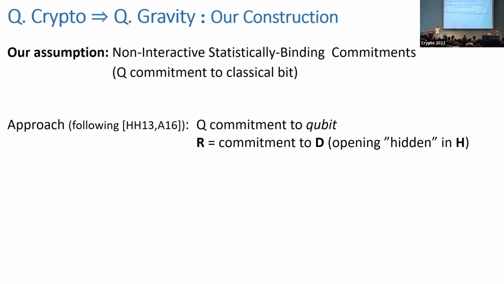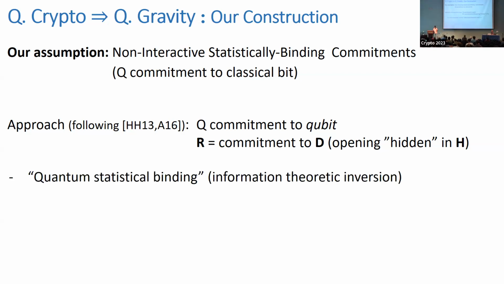So what do we need from the quantum commitment scheme in order for this to work? Well, first of all, we need it to be quantum statistically binding, in the sense that if you have unbounded computational power, then you can recover the committed qubit D out of the register R. The second thing that you want is to computationally hide all information about D in the commitment. So if you computationally cannot recover any information about D, then in particular, you should not be able to recover D that is correlated with your input B.